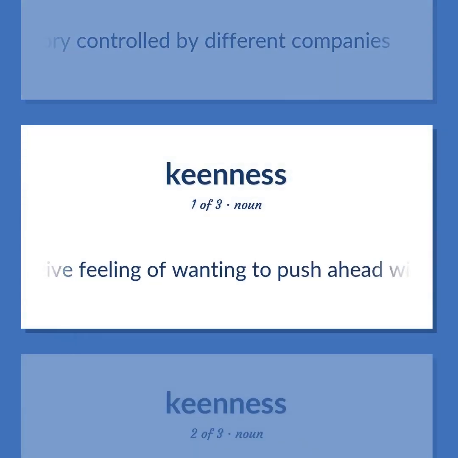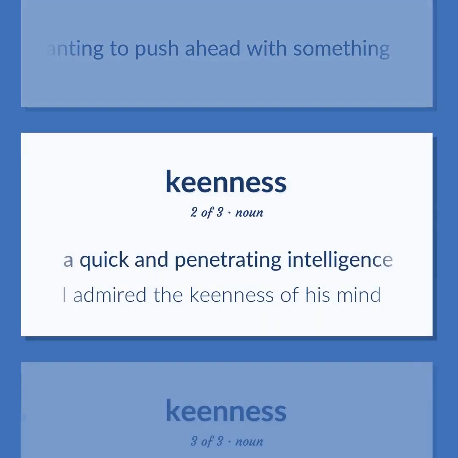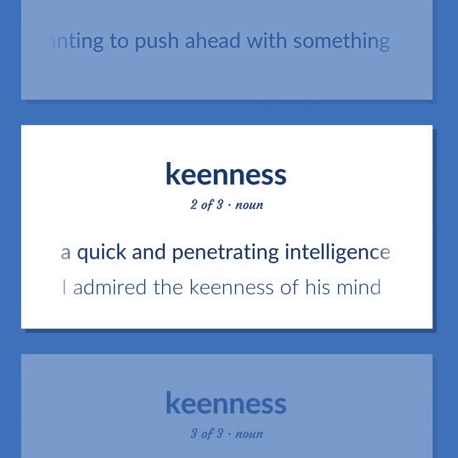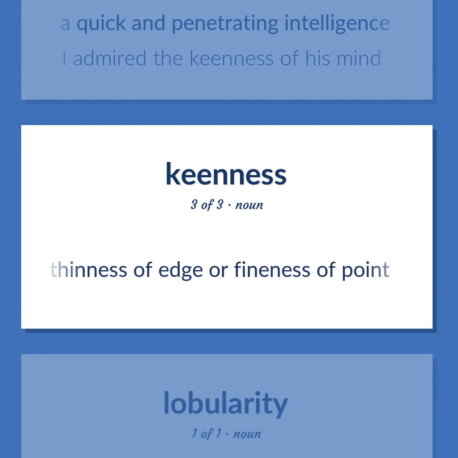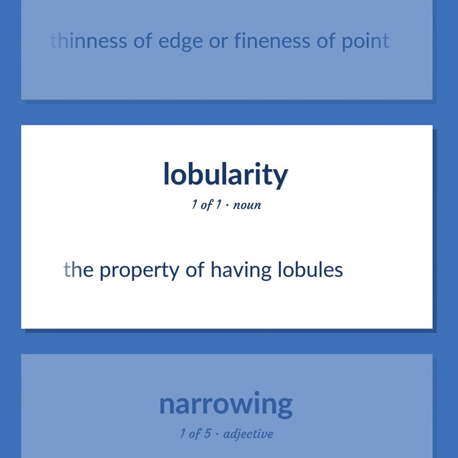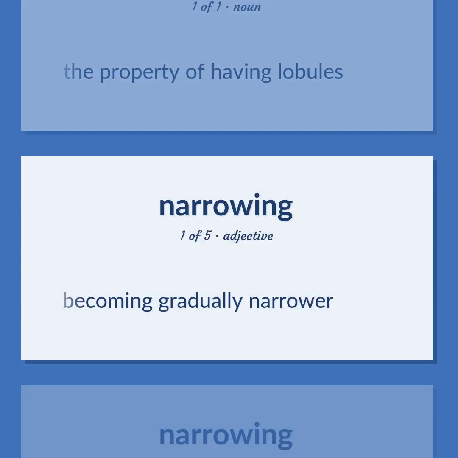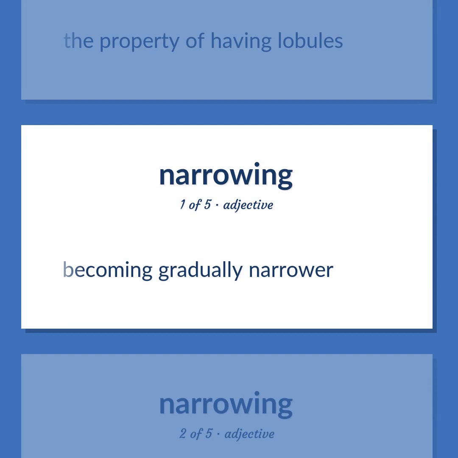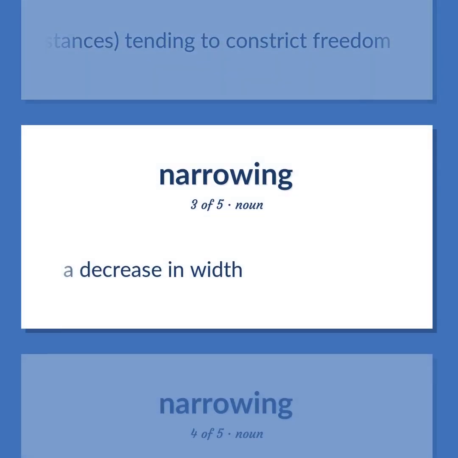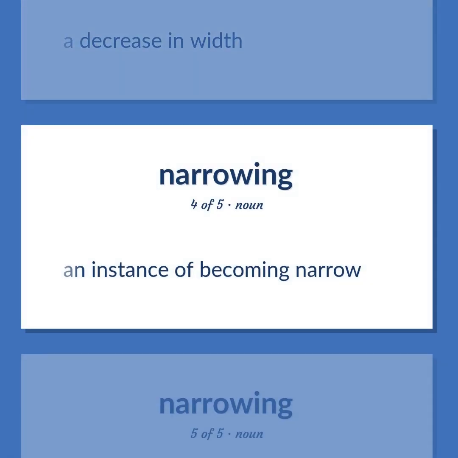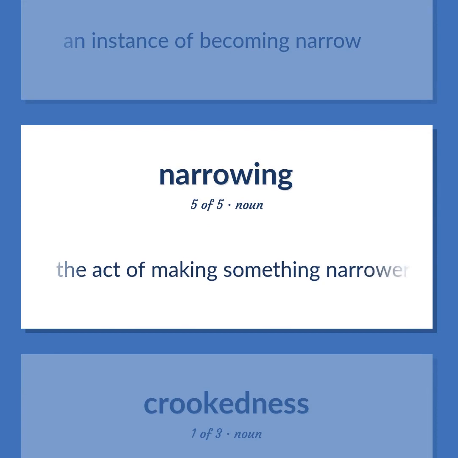A positive feeling of wanting to push ahead with something. A quick and penetrating intelligence. I admired the keenness of his mind. Thinness of edge or fineness of point. The property of having lobules. Becoming gradually narrower. Of circumstances, tending to constrict freedom. A decrease in width. An instance of becoming narrow. The act of making something narrower.